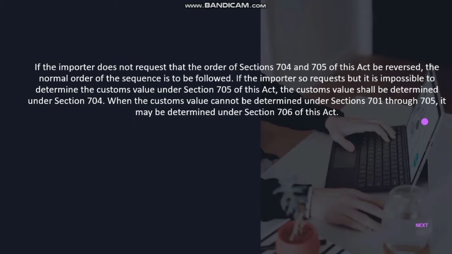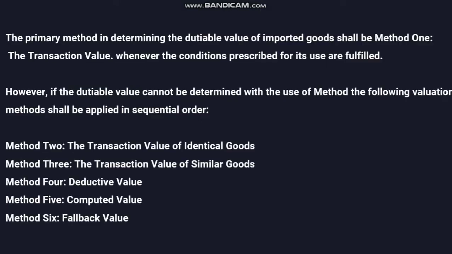So to continue, in the CMO 16-2010, as what I said earlier, the two are related. It is said that the primary method in determining the dutiable value of imported goods shall be Method 1, which is called the transaction method, whenever the conditions prescribed for goods and its use are fulfilled. However, if the dutiable value cannot be determined with the use of the method, the following valuation methods in sequential order shall be applied.